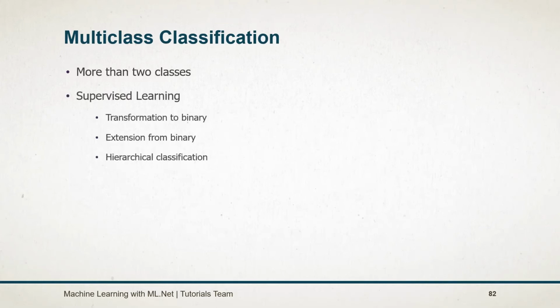Like binary classification, it is supervised learning. Multiclass classification is just multiple binary classification. It internally categorizes into transformation to binary, extension from binary, or hierarchical classification.